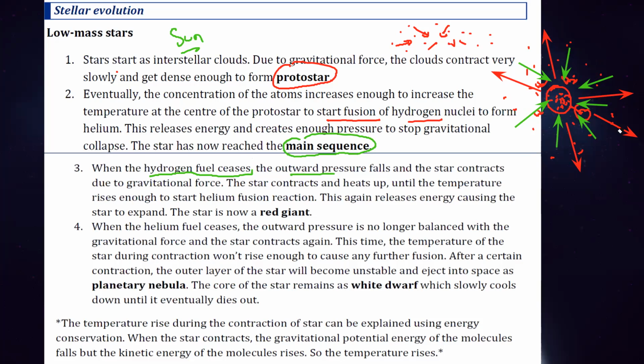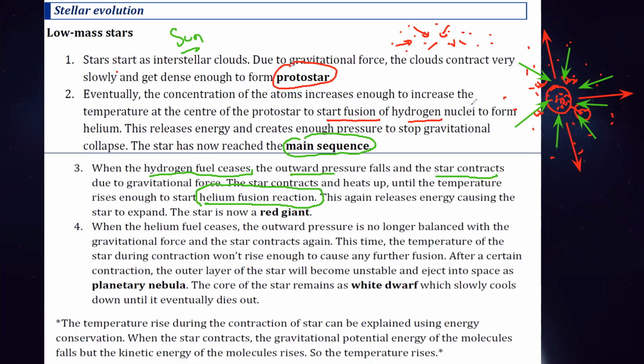As the outward pressure starts to decrease, what will happen? It means gravity is stronger. At that point, the star starts to contract. The size of the star decreases. So our sun, which is a main sequence star, when it has used up all the hydrogen, will decrease in size or shrink. When the sun shrinks, the temperature of the core increases too much, and as a result, it will start helium fusion.